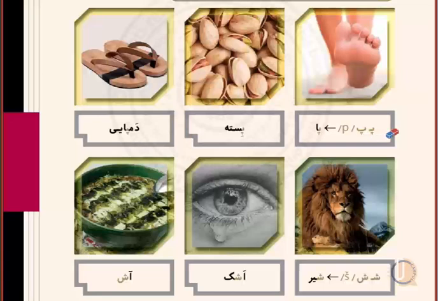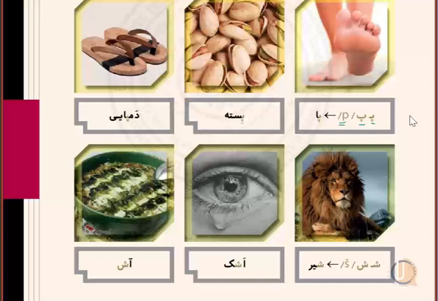The letter is called P. Small p, capital P. The sound is P, as in pa. مثل پسته. مثل is as in. پسته. مثل دمپایی, slippers. دمپایی.